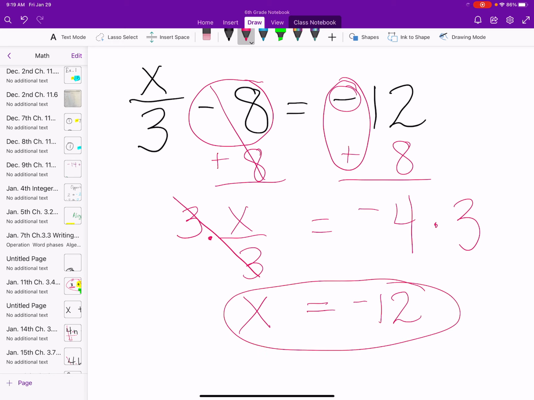And remember, you can always go plug your answer back in for x and solve and see if it works out. If what you get on one side doesn't match the other, then you know something went wrong.